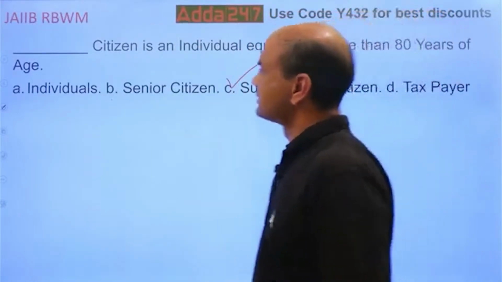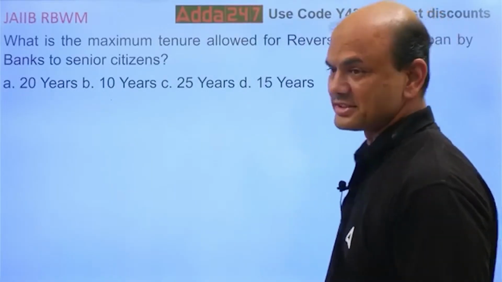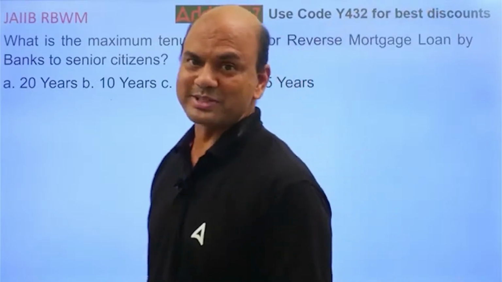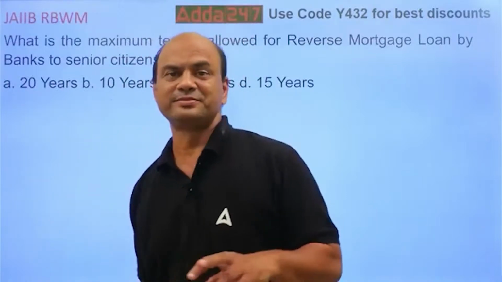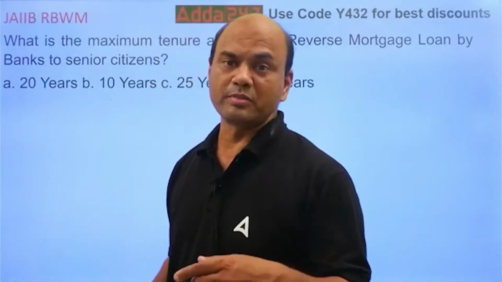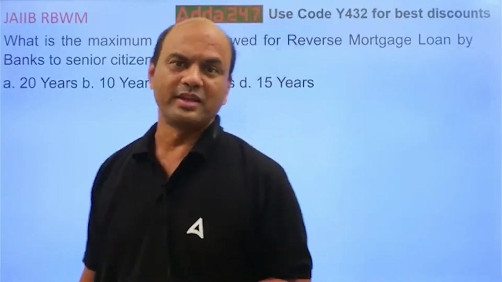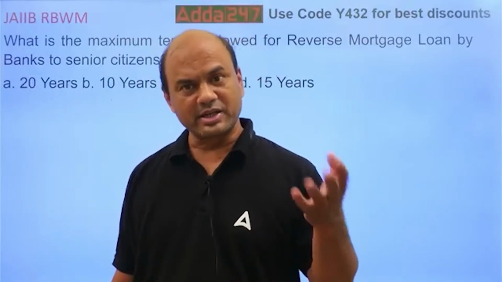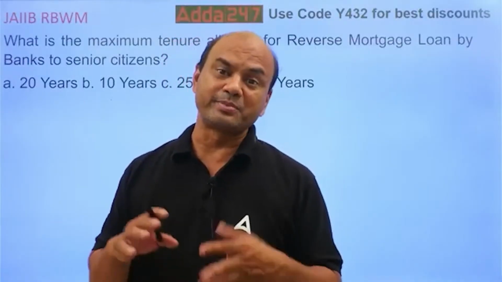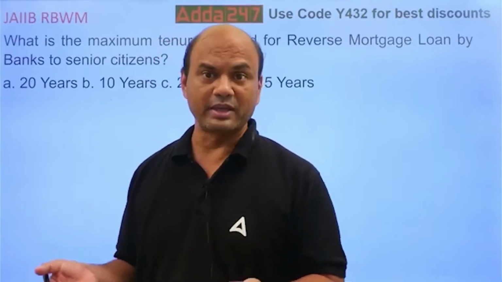What is the maximum tenure allowed for reverse mortgage loan by banks to senior citizens? What is a reverse mortgage loan? See, a reverse mortgage loan is the opposite of your regular mortgage. In a regular mortgage, the customer pays back the loan. In a reverse mortgage, the customer does not pay back the loan. The customer takes the loan, then after the customer dies, the property is sold by the bank and the loan is recovered. This is a reverse mortgage loan.